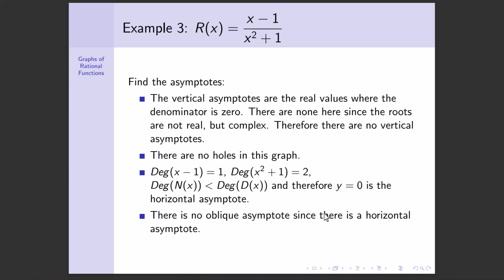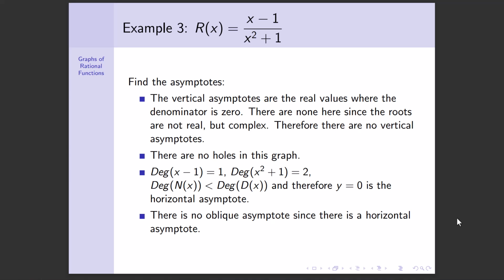Now, to find the horizontal or oblique asymptotes, we're going to compare the degrees. So the degree of the numerator is 1. The degree of the denominator is 2. And so the degree of the numerator is less than the degree of the denominator. Therefore, y equals 0 is the horizontal asymptote. And because I have a horizontal asymptote, I cannot have an oblique asymptote. And this is a result of the division algorithm. Remember, the division algorithm states that when you perform this division, the quotient and remainder polynomials are unique.